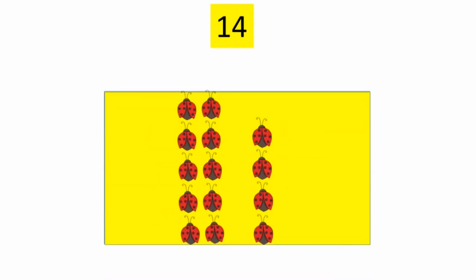Now let's take a look at these ladybugs. Oh, look, I've organized the ladybugs, right? The five group way, except instead of the ladybugs in rows, I now organize them in columns. Very good. So I have 10 ladybugs, and then I have four more. 10, four. Awesome. 14. We did show 14. Very good.